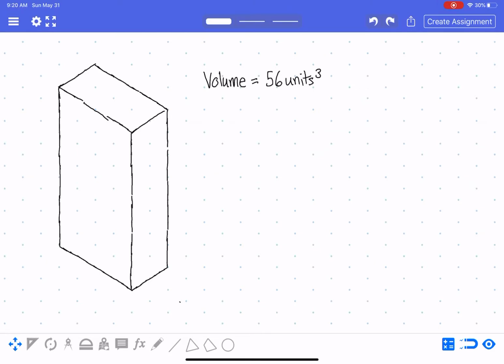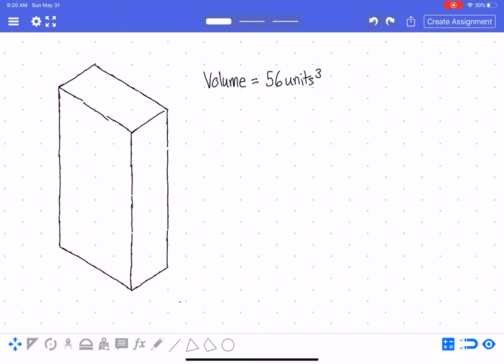Let's get started. So the first shape here, we see a rectangular prism, and we see that the volume is 56 units cubed. So it's kind of backwards. It's giving you the volume, and you have to find three dimensions that give you that volume, or like I just said, three numbers that together equal 56, right?